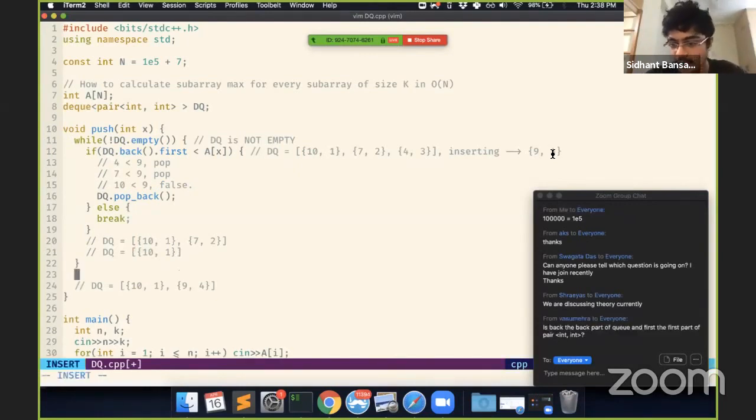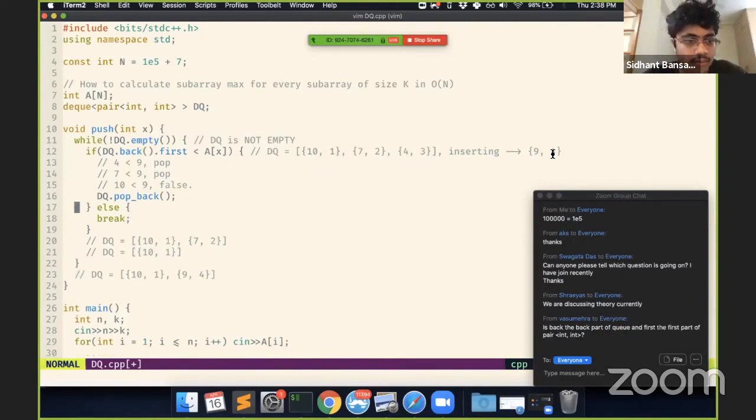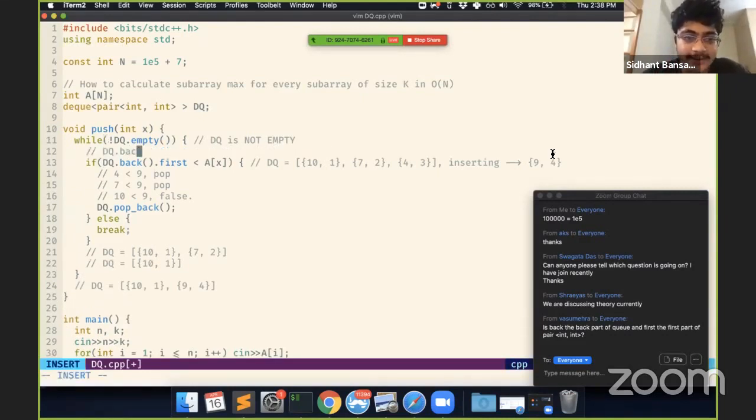After breaking out, is back the back part of the queue and first the first part of the queue? Oh, sorry. Nice question actually. Sorry, I should have explained this. So dq.back just gives you a pair, which basically refers to the last element of the DQ. Let's say the DQ was 10, 1, 7, 2, 4, 3, like these three pairs, then it would have returned 4, 3.